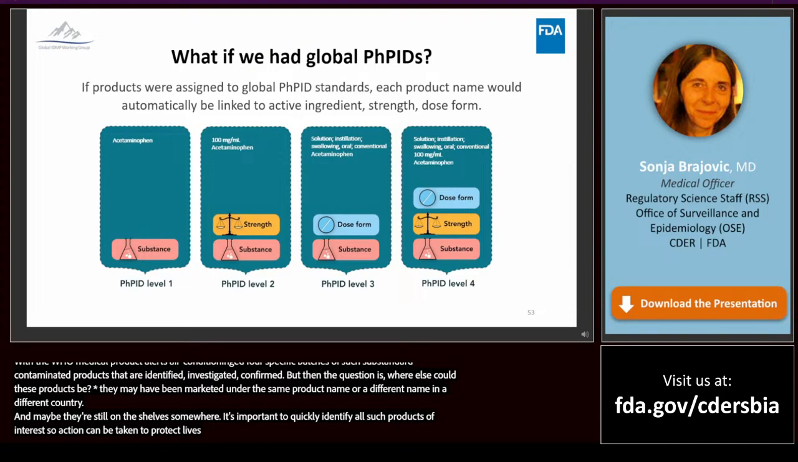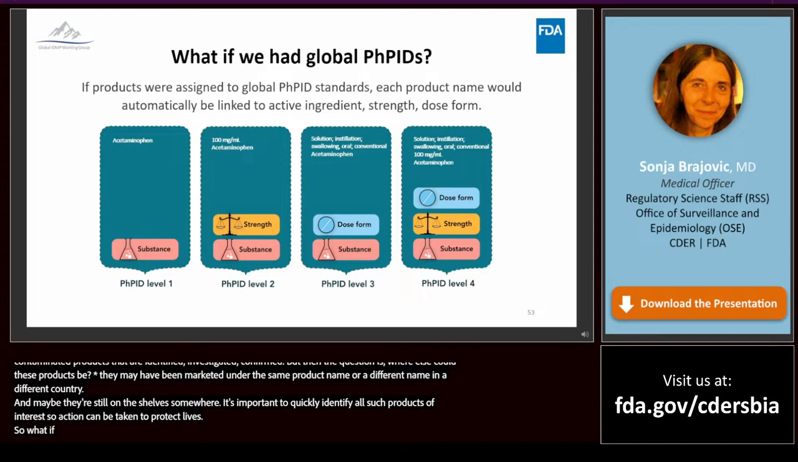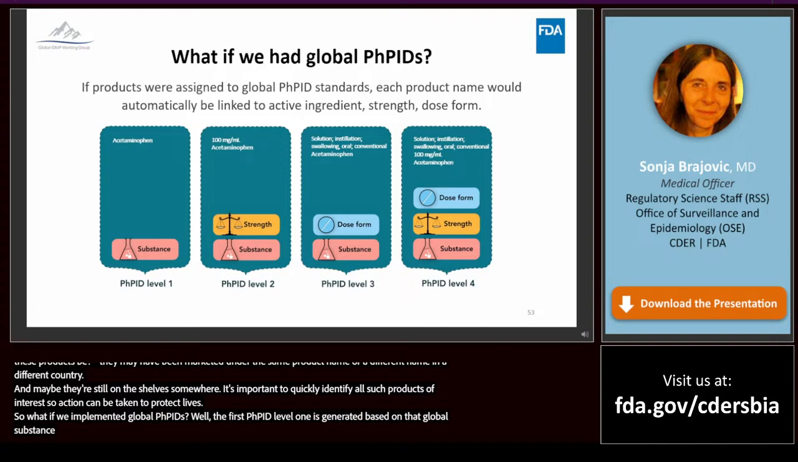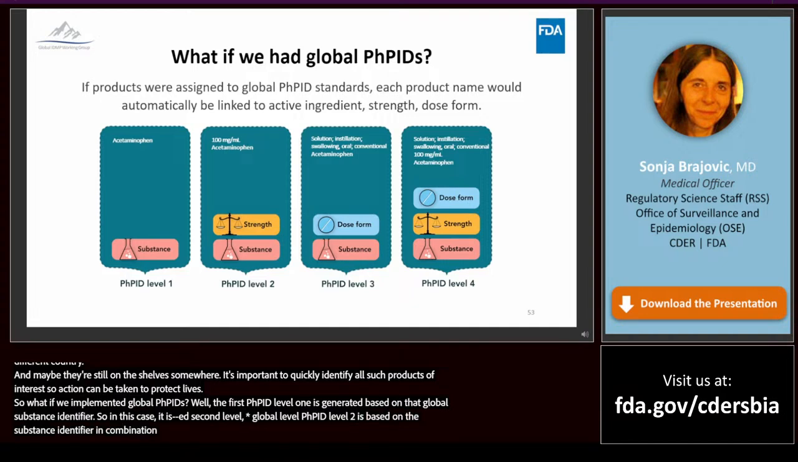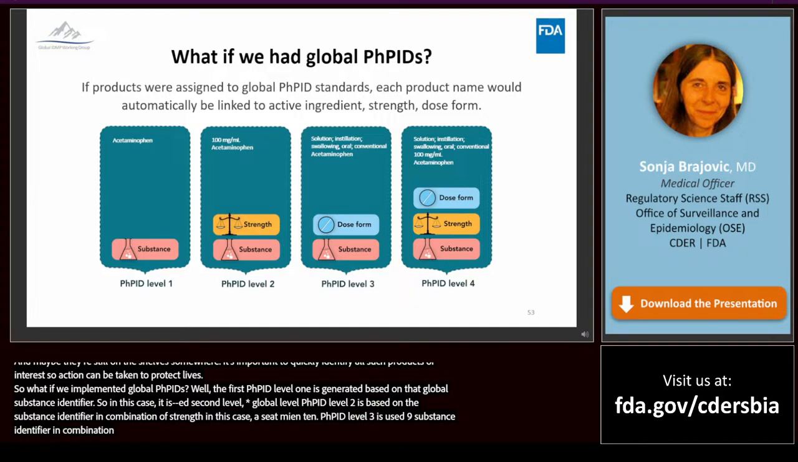So what if we implemented global PHPIDs? Well, the first, PHPID level 1, is generated based on that global substance identifier. So in this case, it is acetaminophen. The second level, global PHPID level 2, is generated based on the substance identifier in combination with strength. So in this case, acetaminophen 100 milligrams per milliliter. The PHPID level 3 is generated using the substance identifier in combination with dose form. And then level 4 combines all three.